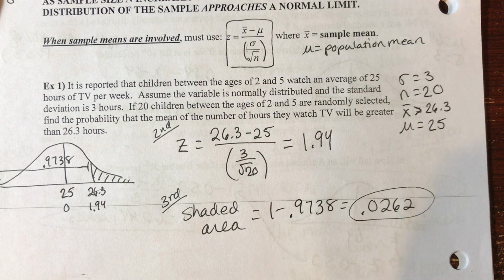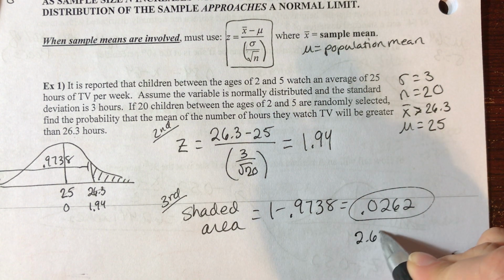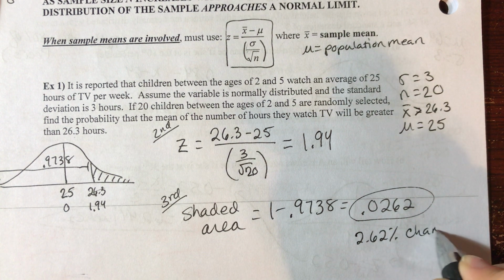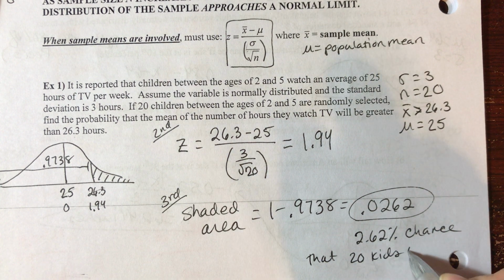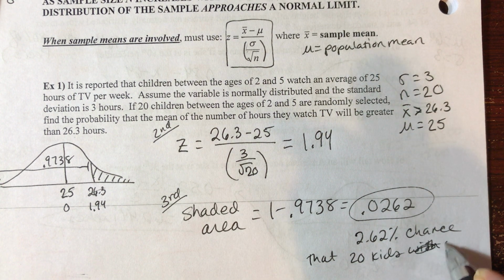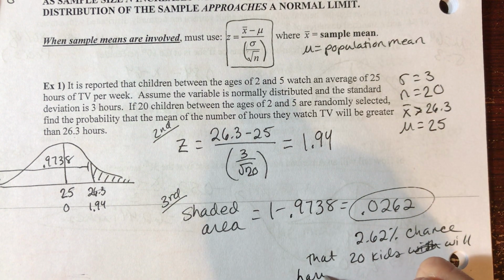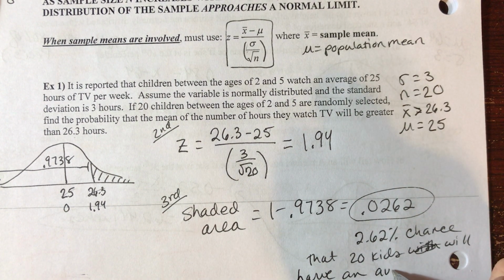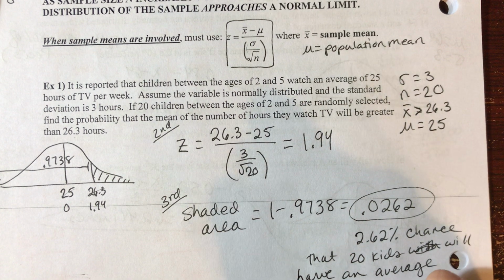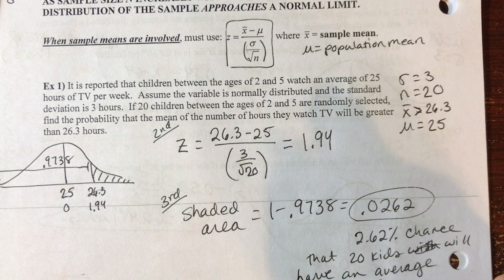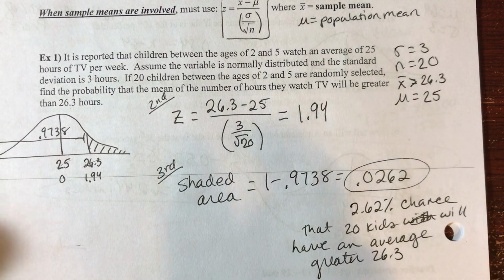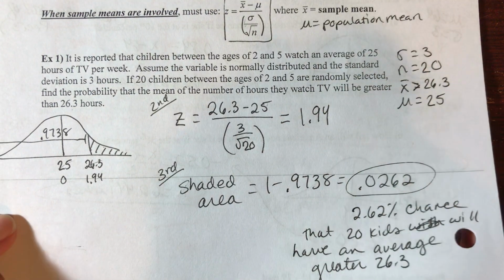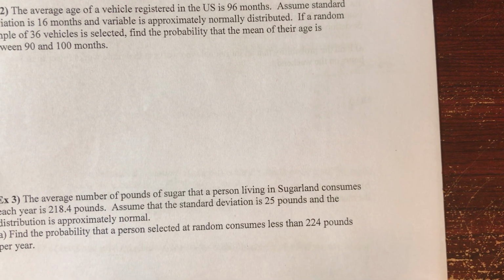That's our answer. There is a 2.62% chance that 20 kids will have an average greater than 26.3. All right, that's what this problem is representing, an average of hours of TV that they watch. That's the context of the problem. So let's do another.